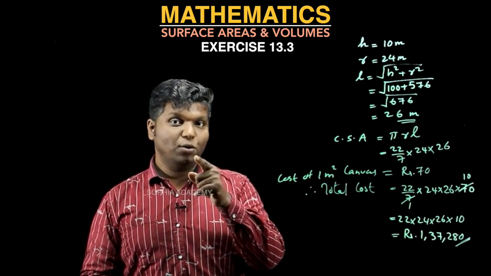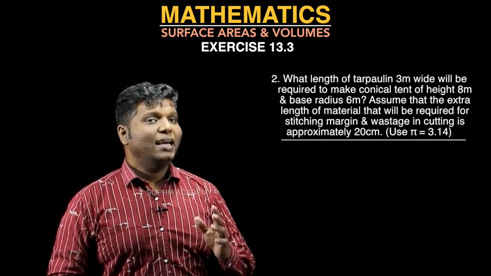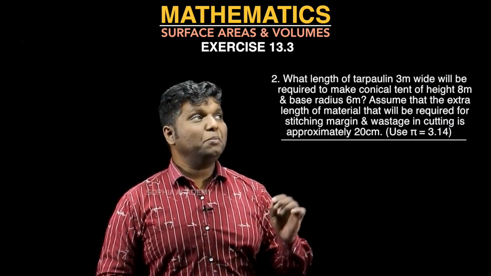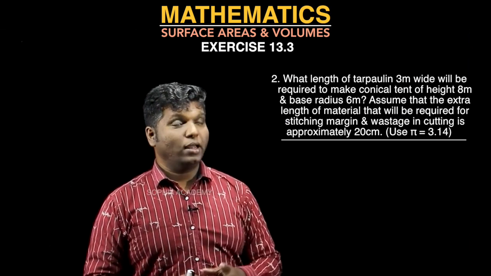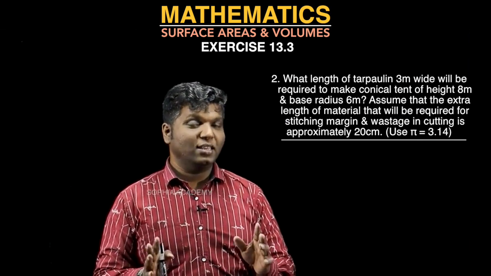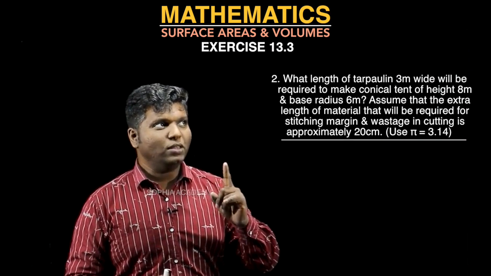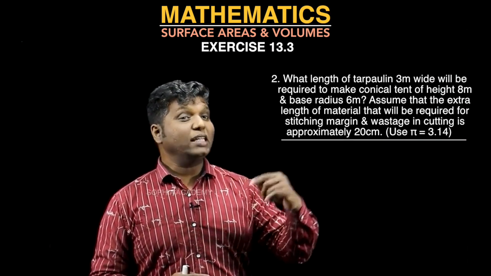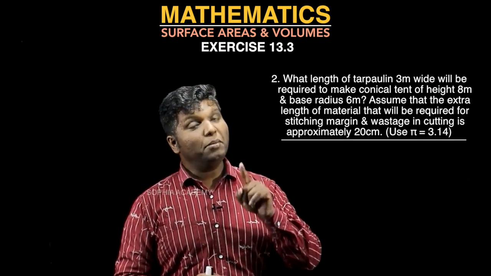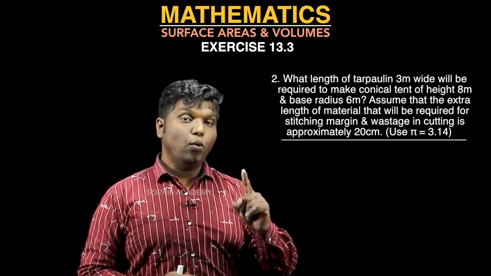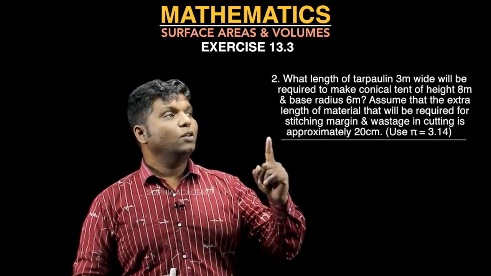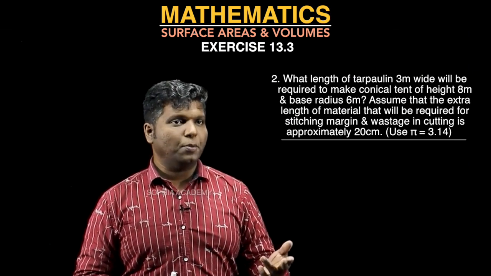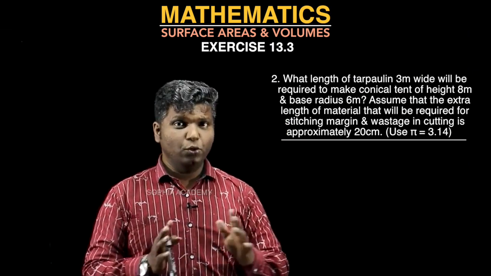Now let us get into question number 2. What length of tarpaulin 3 meter wide will be required to make a conical tent? Here also the question is regarding a conical tent itself. Here one more thing is to be noticed. What length of the tarpaulin? Actually the length of the tarpaulin is not given. The width of the tarpaulin, that means the breadth of the tarpaulin, is given. It's 3 meters.